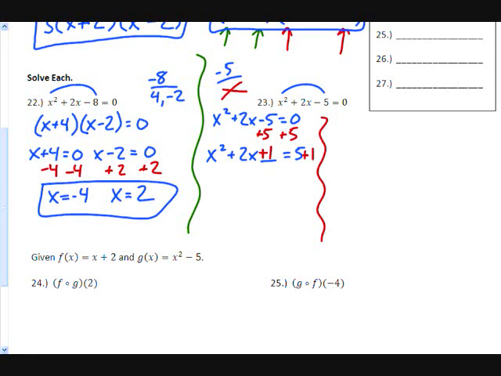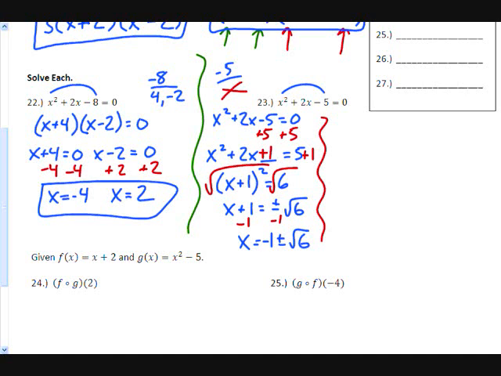Whatever I do to one side, I have to do to the other side. And now I'm going to factor this perfect square trinomial that I've just made. It factors into x plus 1 squared. Over here, 5 plus 1 is a 6. Now I take the square root of each side. So that's going to give me x plus 1 equals, and since I took the square root of each side, I have to remember to do plus or minus that square root. So it's plus or minus the square root of 6. And now I subtract the 1. So I find out that x equals a negative 1 plus or minus the square root of 6. And that's my answer. There's two irrational solutions there.